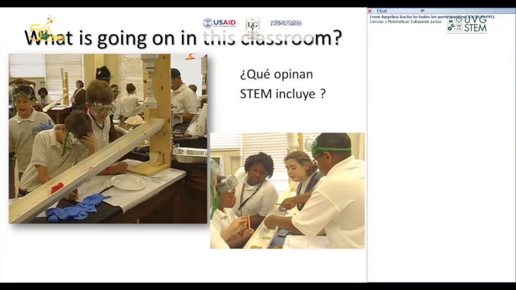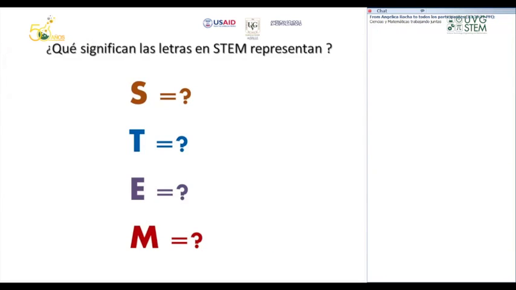Now, let's talk about STEM directly. Let's take a look at the word and sort of dissect it. All right, what do the letters in STEM represent? Let's take them one at a time and talk about them just a little bit. All right, what about the S? Can you type into the chat window, what does the S represent? What word does it stand for? Although it doesn't start with an S in Spanish, does it? What does the S stand for?